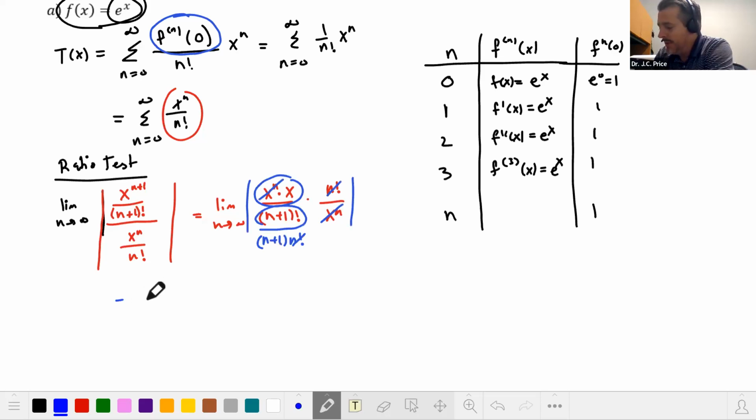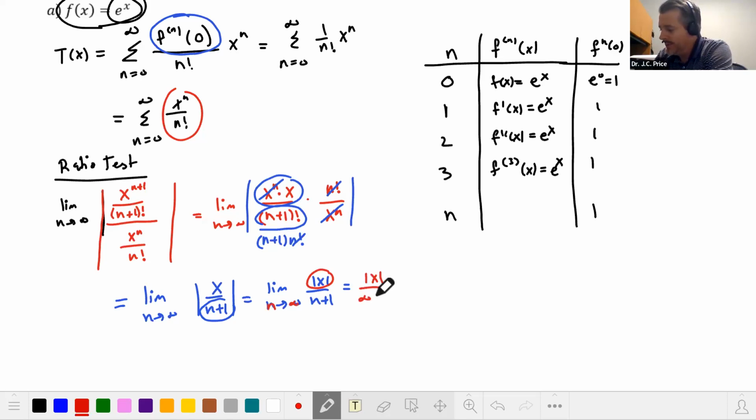So that's going to be equal to the limit as n goes to infinity of the absolute value of x over n plus 1. And now the absolute value only matters on the x because n plus 1 is already positive. And now this limit sees this x as a constant, basically, because n is going to infinity. And so this is basically going to equal the absolute value of x over infinity plus 1, which is basically equal to 0, right? So this is me sort of thinking here. And so that's always less than 1.